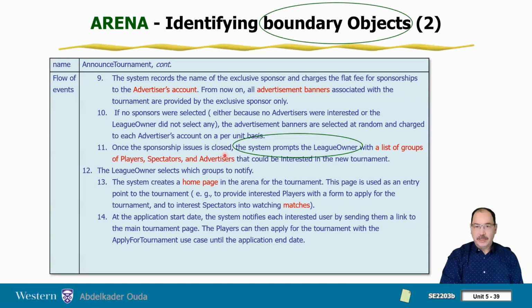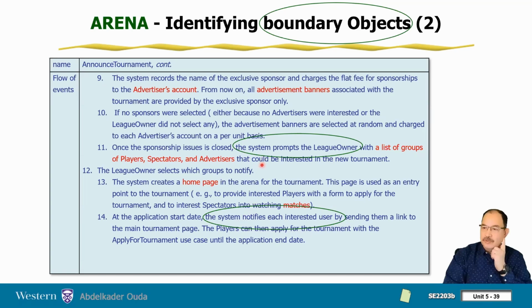Based on that, I can say the system prompts the league owner. This is another thing that implicitly exists. Advertisement banners are a good candidate as well, but in this phase I just drop it. But if you ask about this, yes, the banners that need to be displayed should also act as a kind of boundary object. We have one more identification here, the system notifies. System prompt, system ask, system notify, system acknowledge. All of these need to be identified as boundary classes.